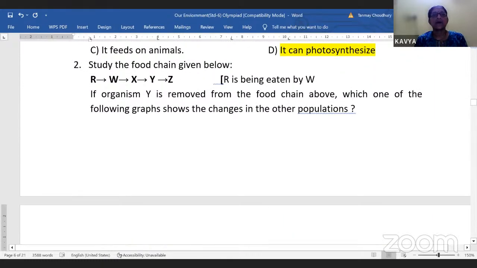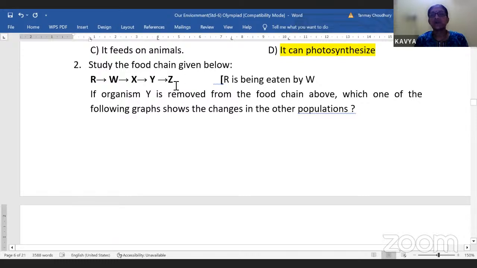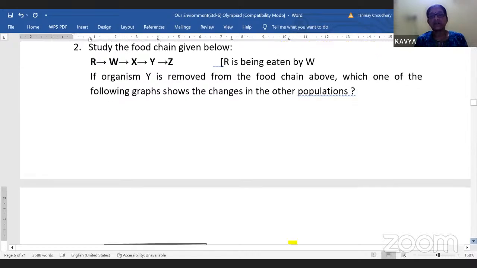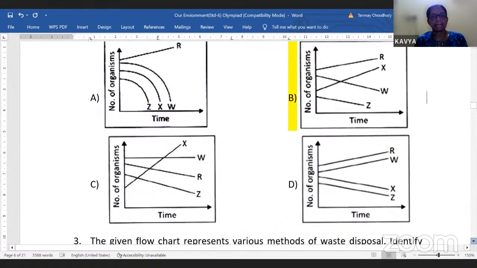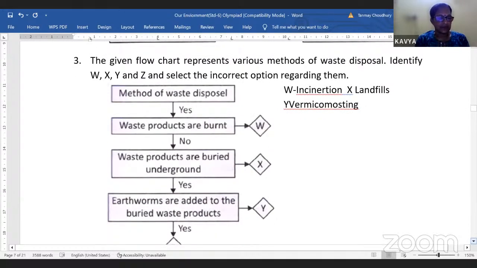Now Z, if Y is removed, the population of Z will not get food. So Z will decrease. If Y is removed, the food of Z is not there. Obviously, if they don't get food, their population will decrease, they will die of hunger. So this will be the answer, that the Z population will decrease. Yes, the population of Z will decrease and the population of W will increase.